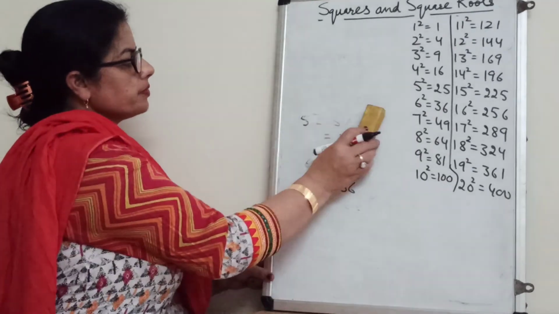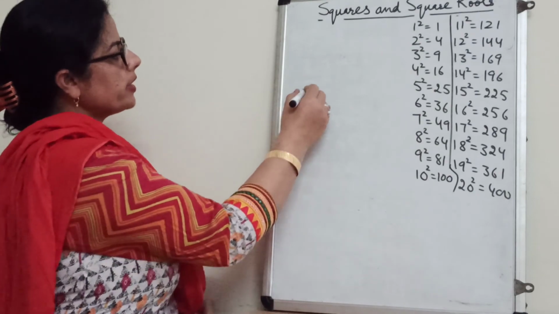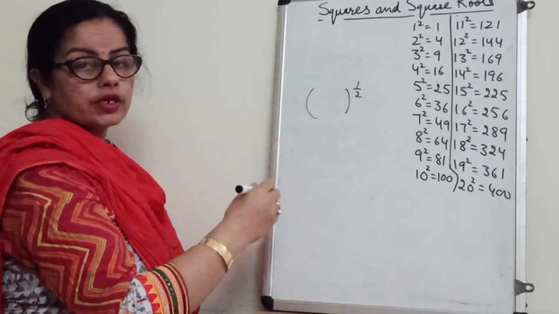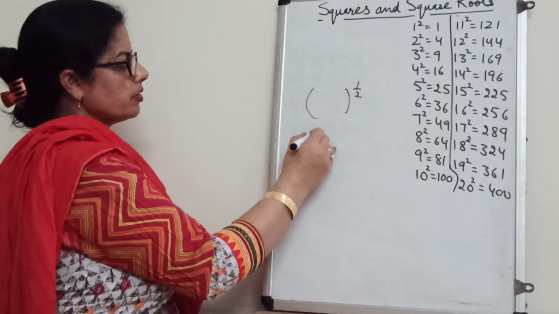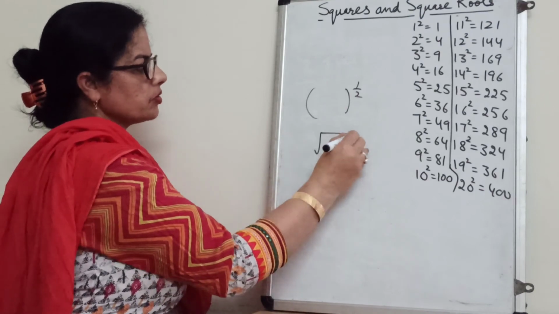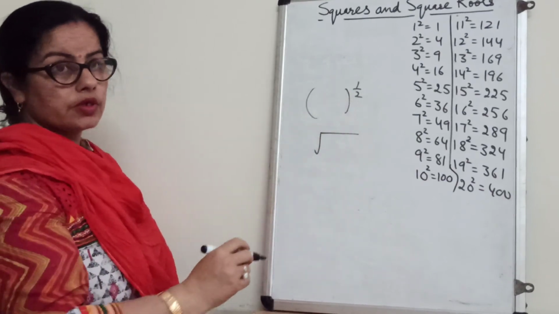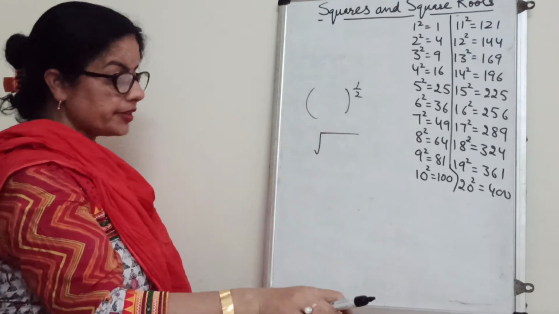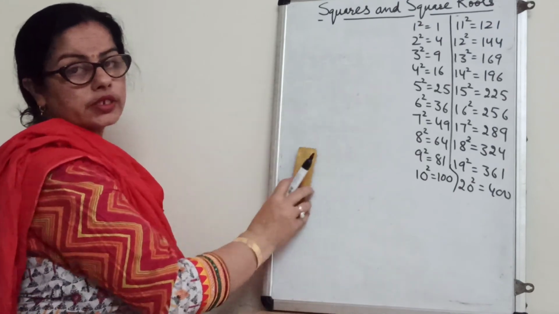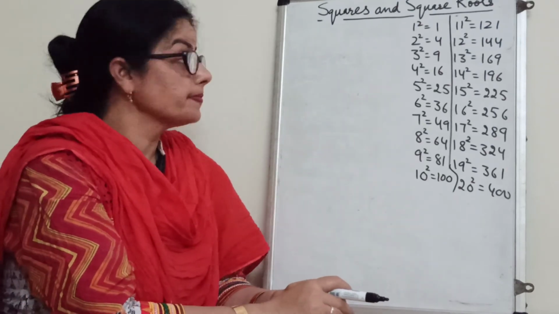And square root, what is the meaning of square root? If the exponent is 1 by 2, then we say this is square root, or we can write it with this symbol of square root. Both are the same. So today we will study squares and square roots of numbers.